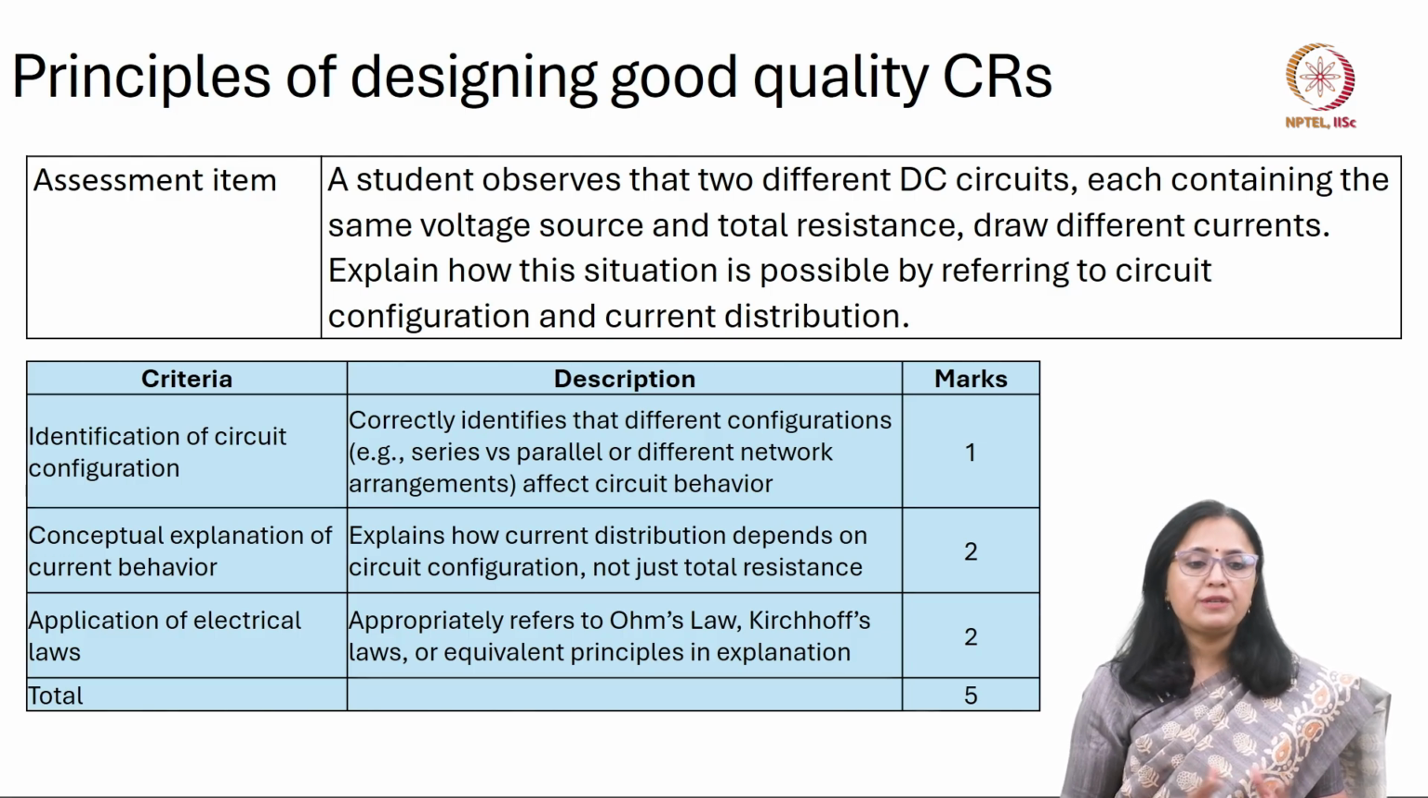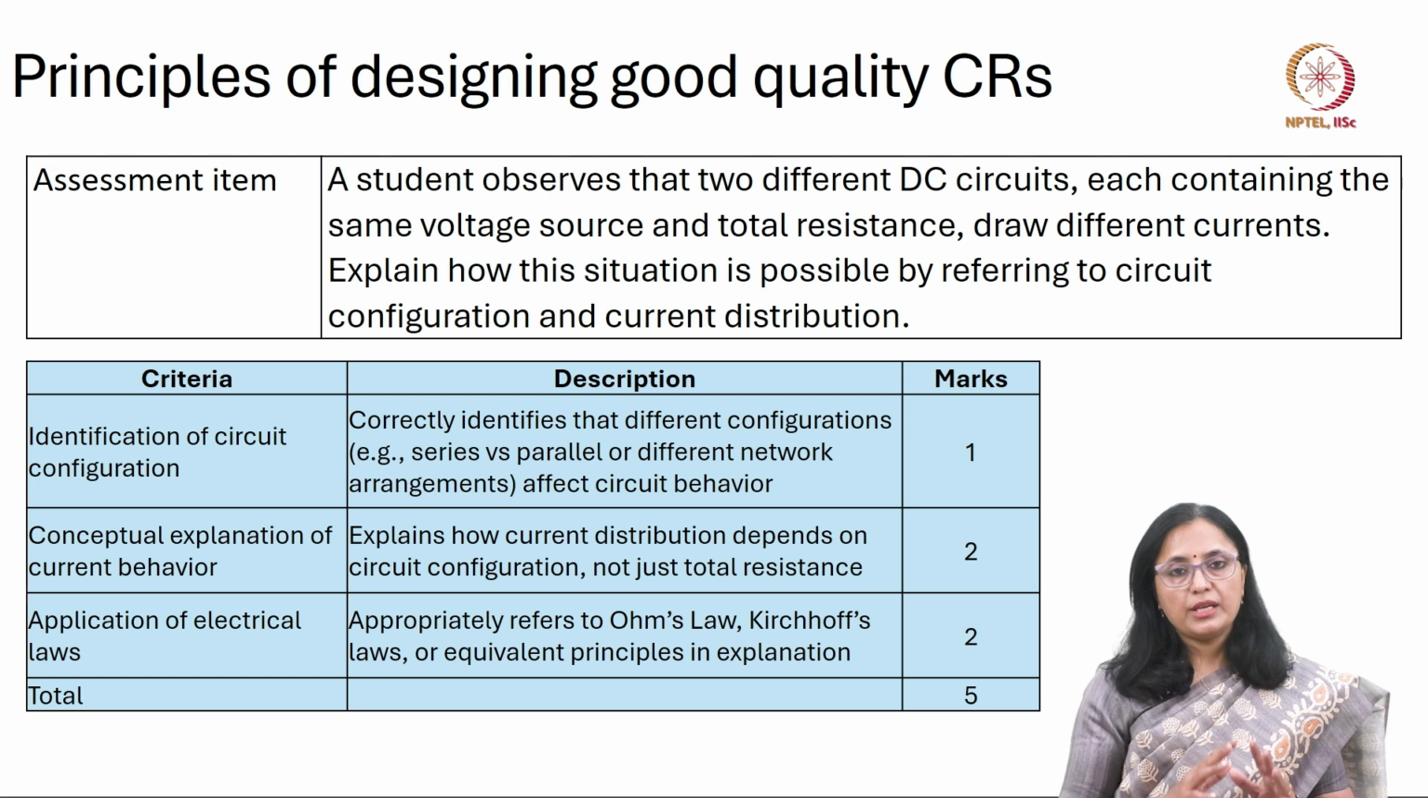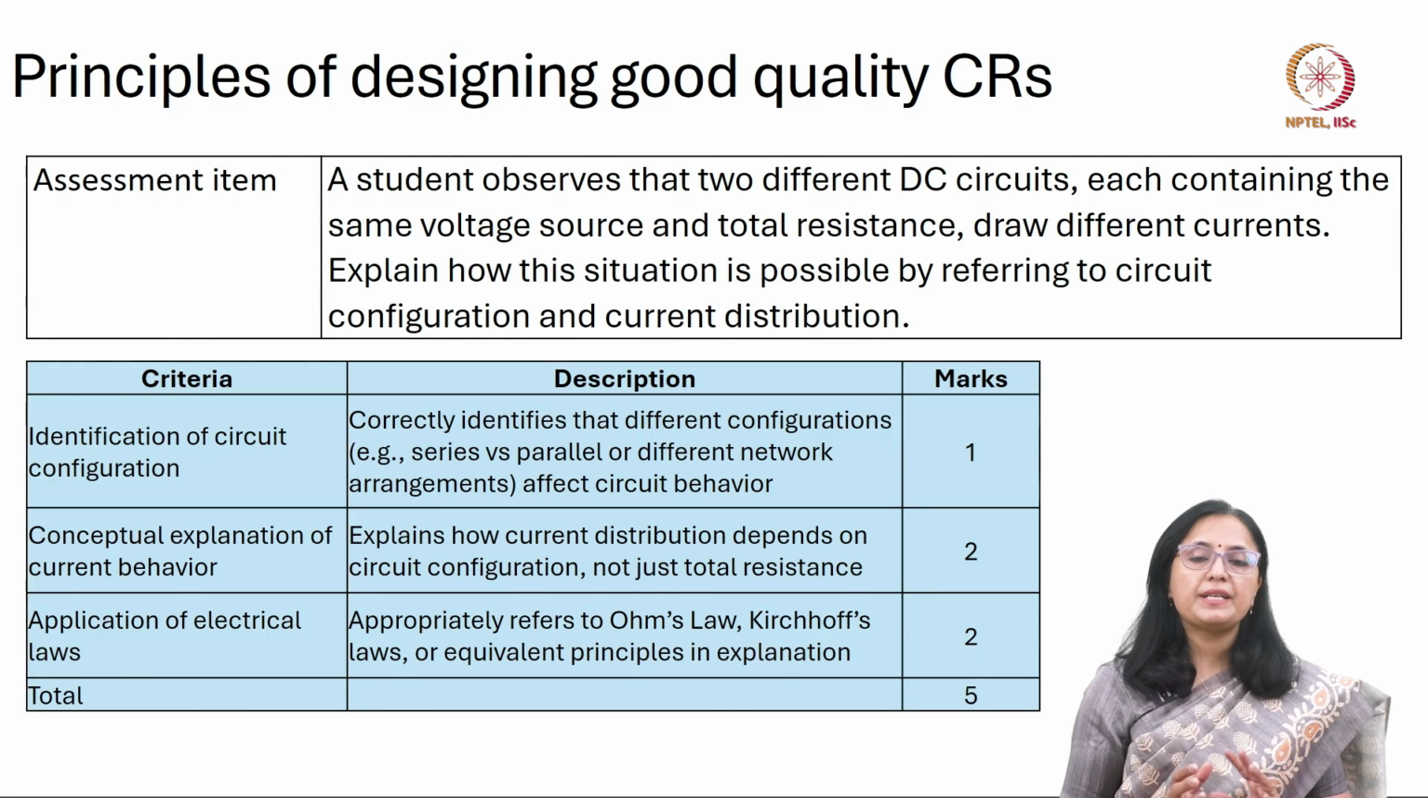So probably the first criterion is identification of circuit configuration. A student should be able to correctly identify the different configurations, for example series or parallel or any kind of arrangement, and how it affects the circuit behavior. If this concept is clear to the student, then this aspect deals with the analytical aspect which is there in the course outcome.